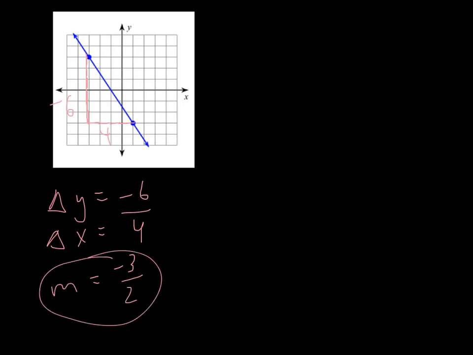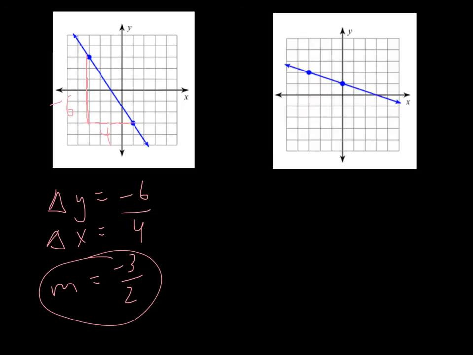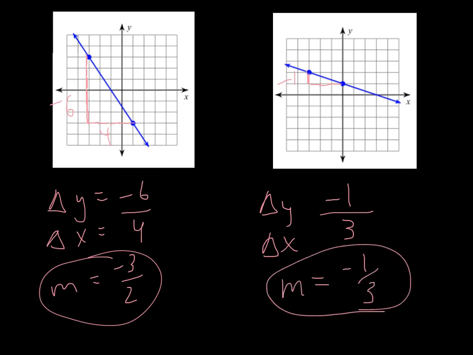Let's try again. In this one, again, we see that we have a negative slope because the line is moving down. Starting from left to right, I'm going to go down 1 unit, so that's a -1. And I'm going to go to the right 1, 2, 3. -1 is my change in rise. 3 is my change in run. So I have a slope of -1/3. There is no simplification for this one. It's already in simplified terms.